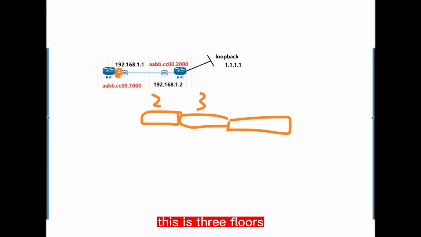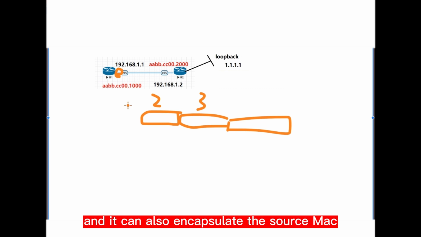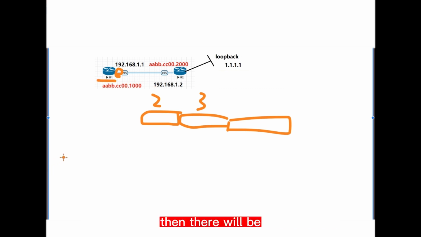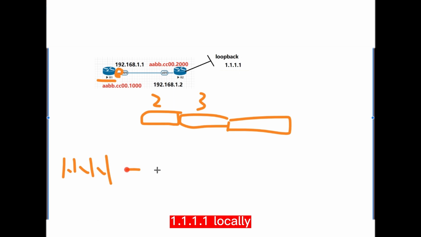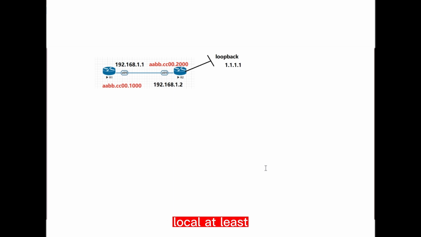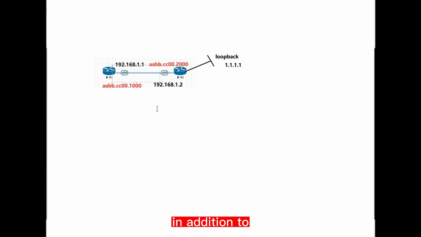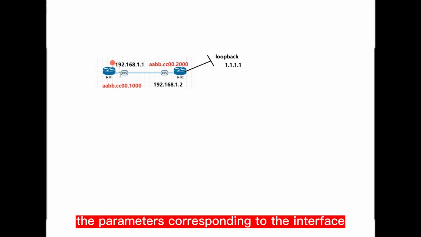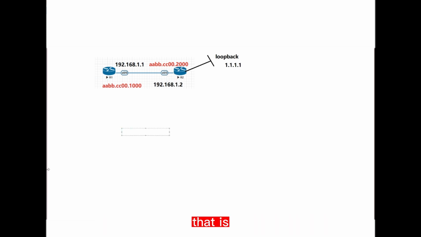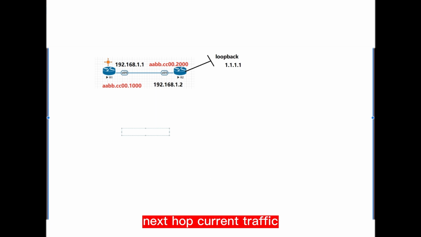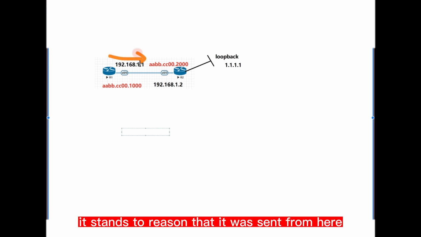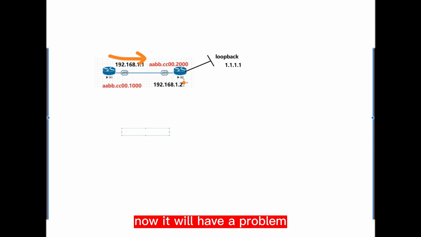This is layer 3. If this packet can be sent out, and it can also encapsulate the source MAC and the destination MAC, then there will be 1.1.1.1 locally, corresponding to a MAC. That is, locally at least, in addition to the current interface MAC, in addition to the parameters corresponding to the interface IP and MAC, there should be some other parameters, that is, the next hop of the current traffic. It stands to reason that it was sent from here. Now it will have a problem.